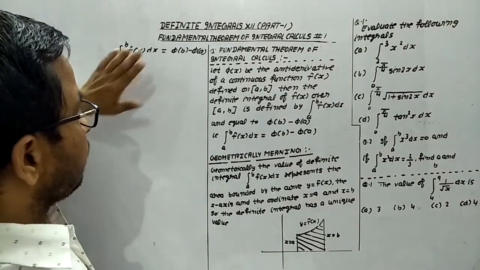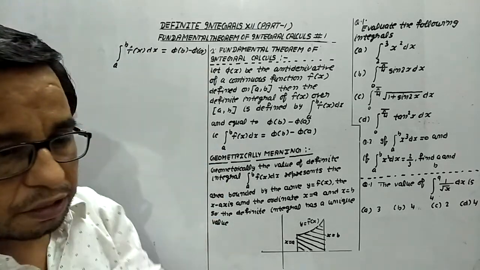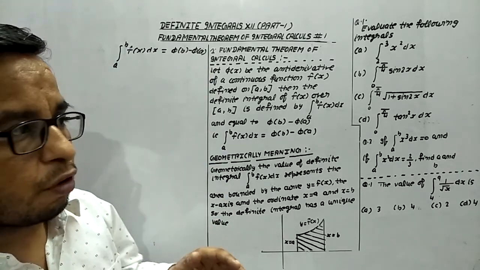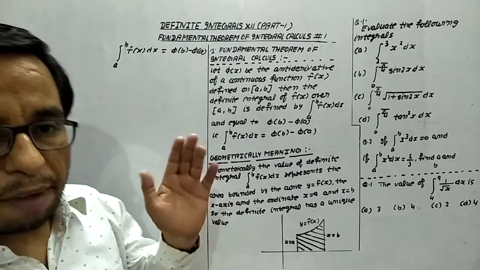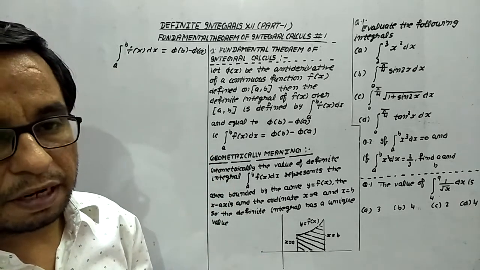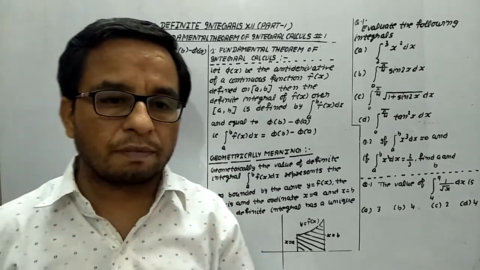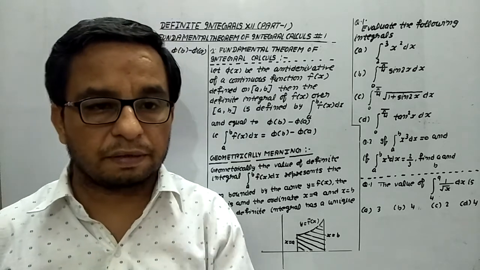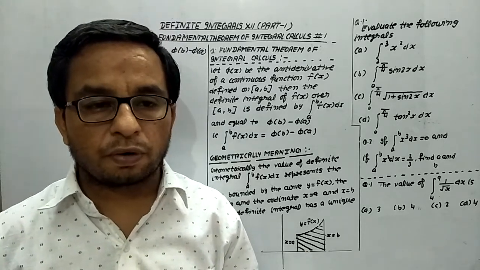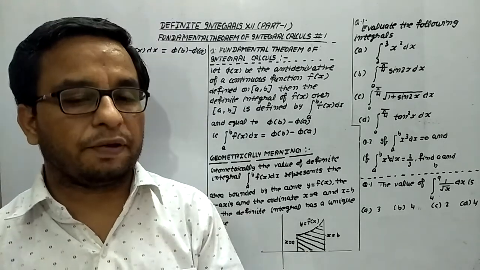Now, it means whatever result is coming after integration, first of all, put the upper limit minus lower limit in that result, and whatever answer comes, that will be the definite result. In this case, no need to take the constant of integration.